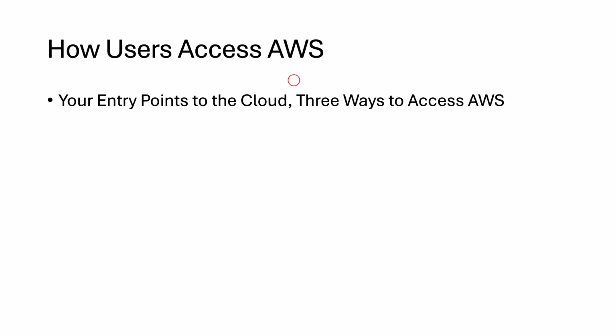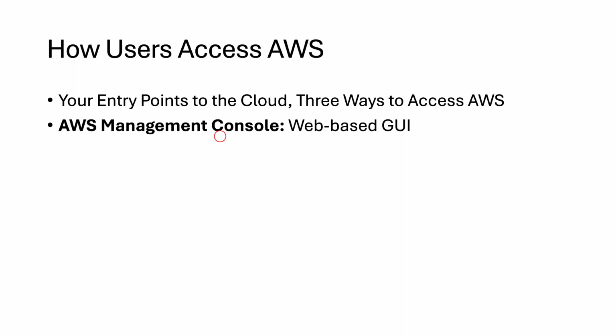So this is your entry point to the cloud, and usually you have three ways to access AWS. At high level, there are three primary ways users can access AWS. First one is the AWS Management Console, which is the most familiar one, and we are using the AWS Management Console till now in our course, right? Which is a web-based graphical user interface.